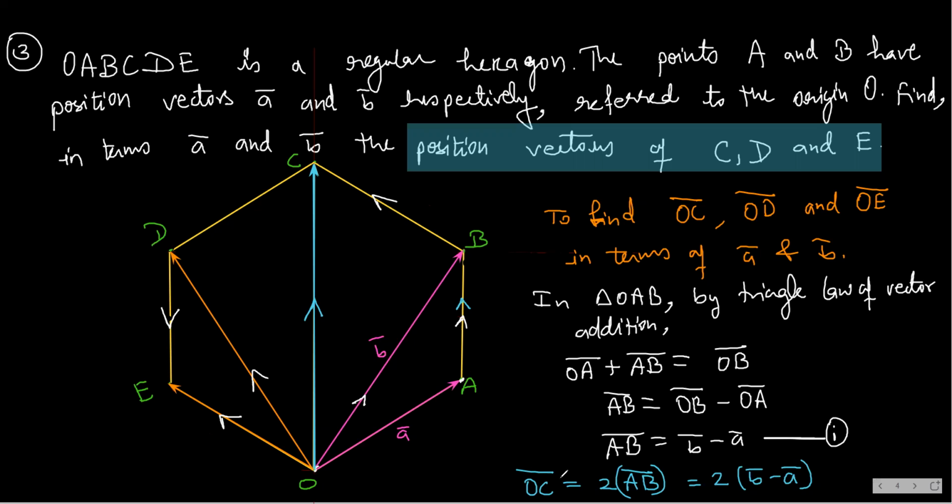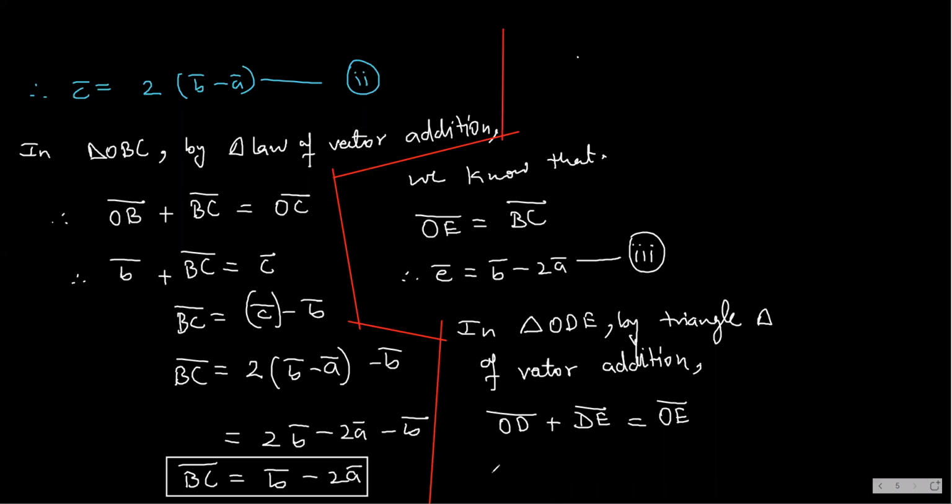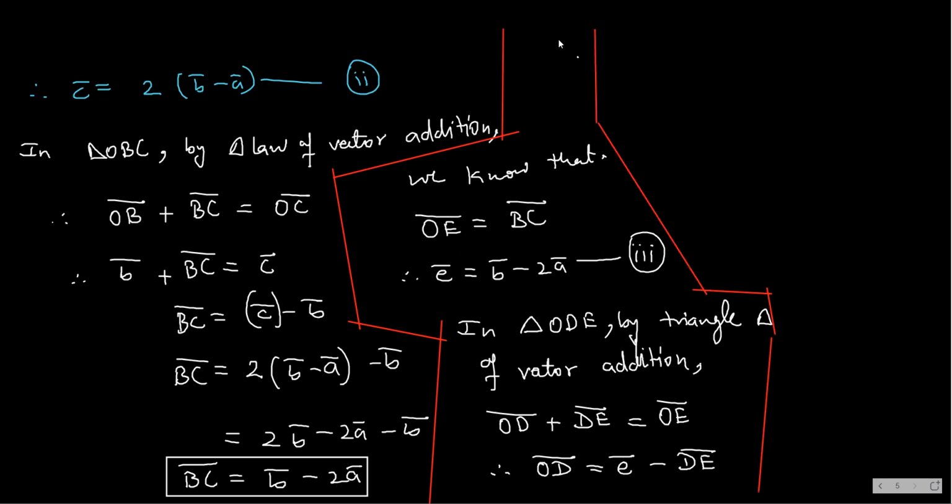See, what will be OD bar? Therefore, you have OD bar, which is your aim. OD bar is OE bar, which is E bar, minus DE bar. Therefore, OD bar, which is D bar, equals to E bar. E bar I have already found. E bar is B bar minus 2A bar. So this is B bar minus 2A bar minus DE bar.